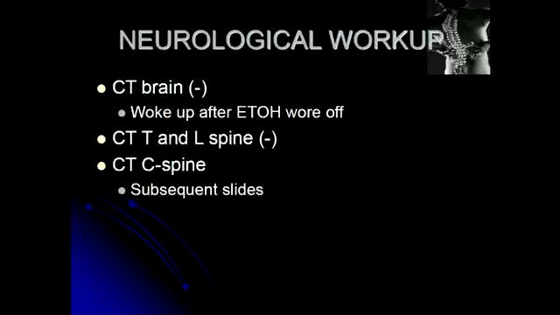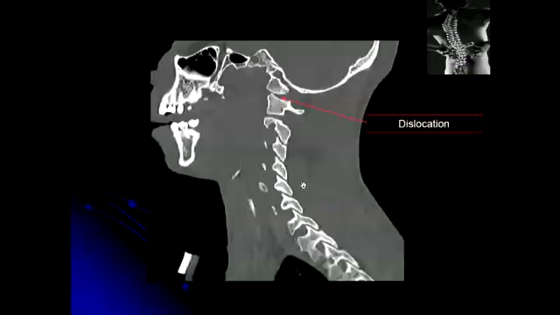And from a neurological point of view, remember, it was a high-speed motorcycle accident. He had a CT scan of the brain, and as the alcohol wore off, he woke up. And the CT scan of his thoracic and lumbar spine was unremarkable. But his CT scan of his neck was very impressive for a C0 onto C1 dislocation. This is the bottom of the skull called C0. This is a ball and socket joint.